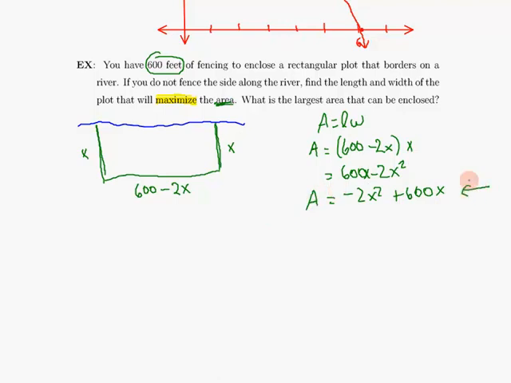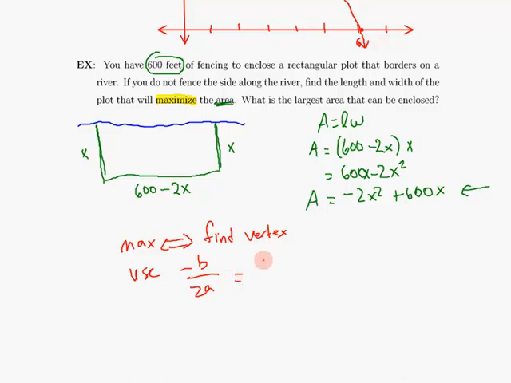Remember, I told you, whenever you hear the word maximize, what that always says is use the vertex, because this is a quadratic equation. It's a quadratic function, right? So maximize means find the vertex. How do we find the vertex? We use negative b over 2a. That's where the vertex occurs for a quadratic function.